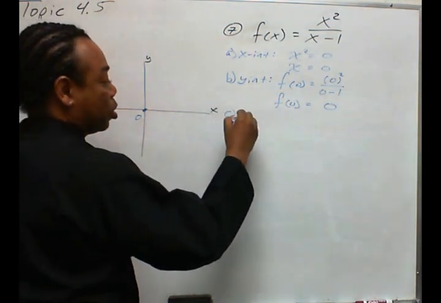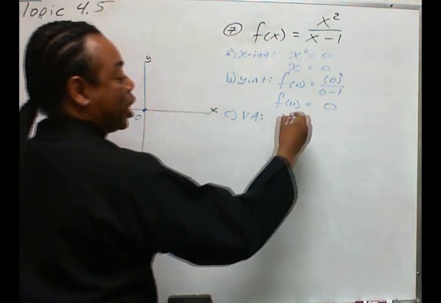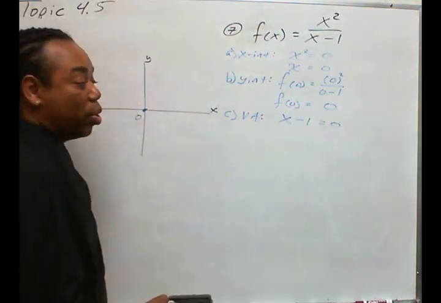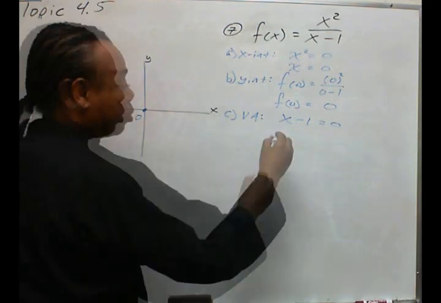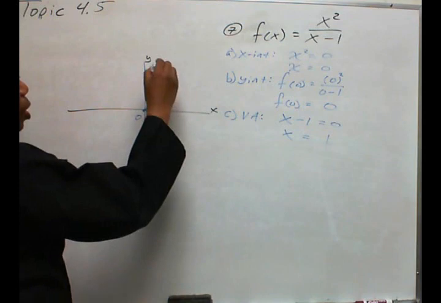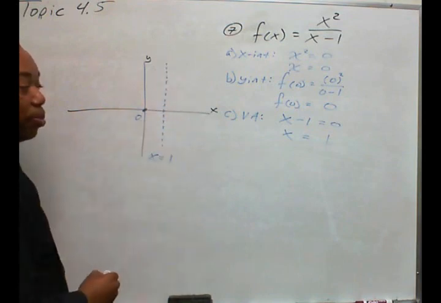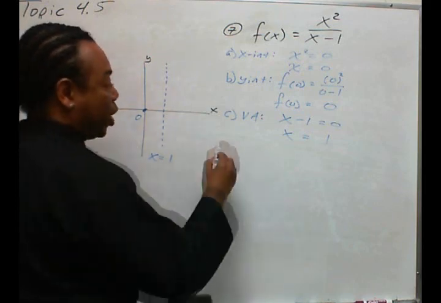Next, our vertical asymptotes. We find the vertical asymptotes by setting the denominator equal to 0 and then solving for x. x will equal 1. So we have a vertical asymptote here of x equals 1. Now, our other asymptotes.